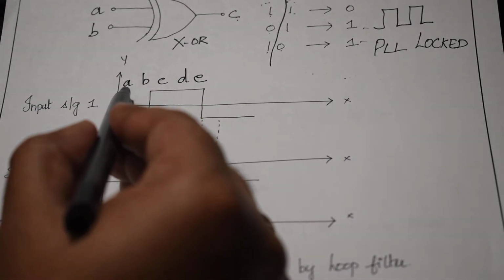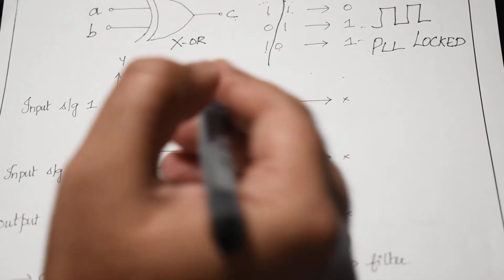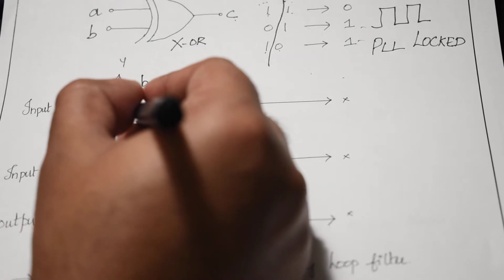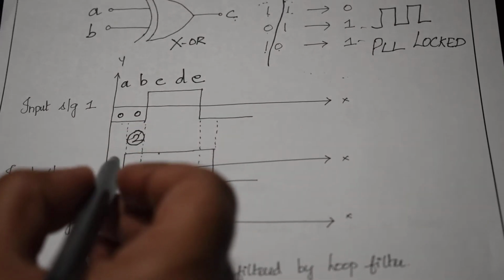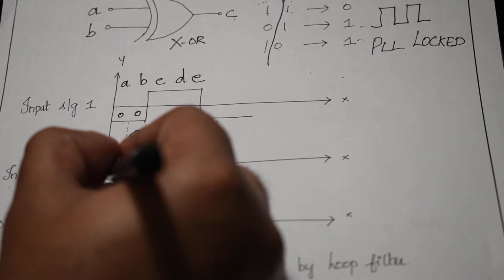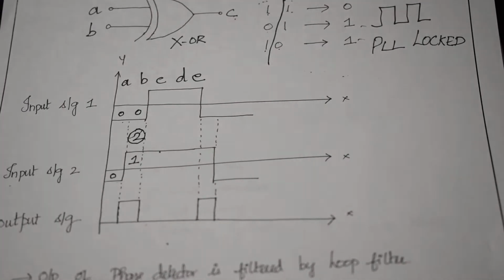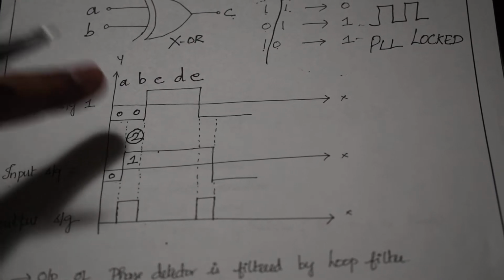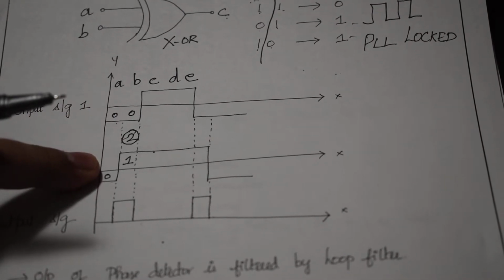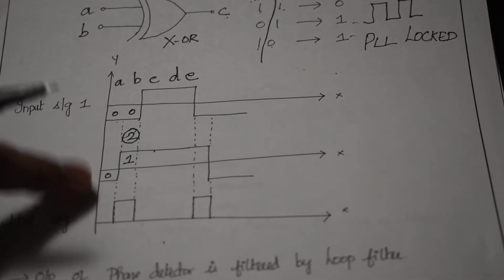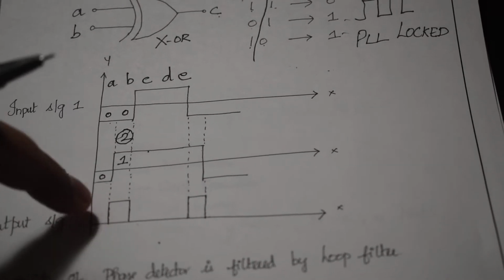So let's say at time slot A, the input signal is 0, it is low, and at time slot B, it is again 0. Now let's come to the input signal 2. So at time slot A, the input signal is 0, and at time slot B, the input signal is 1. So now what the phase detector does is, it compares the input signal 1 with the input signal 2, and it says 0 and 0, so don't show anything, which is no output, and it is 0 and 1, which means that you have an output. So you see a waveform.